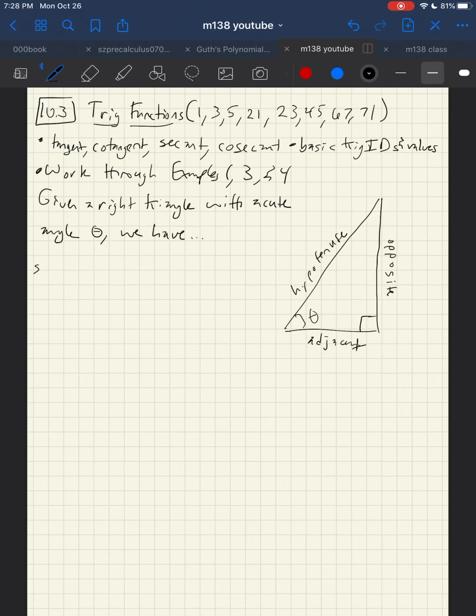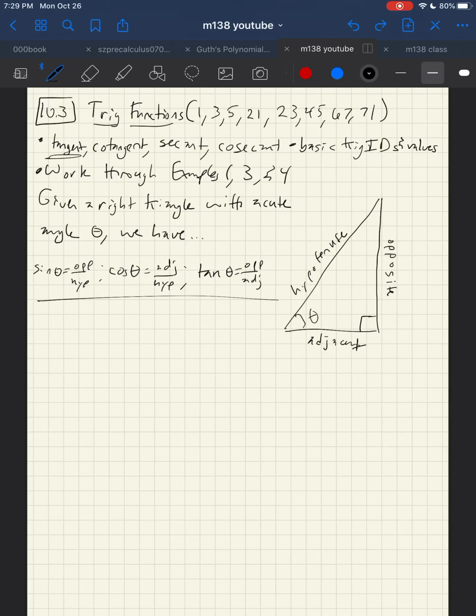So we've already seen sine theta is opposite over hypotenuse. We've seen cosine theta is adjacent over hypotenuse. There's a new one. We're going to call it tangent theta. So tan theta is opposite over adjacent. All right. Now that's 3 trig functions, and so that checks off this new one.